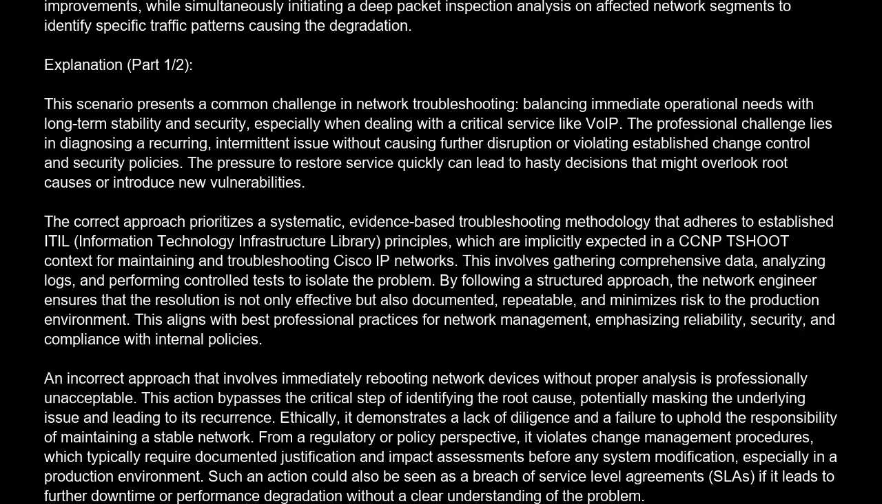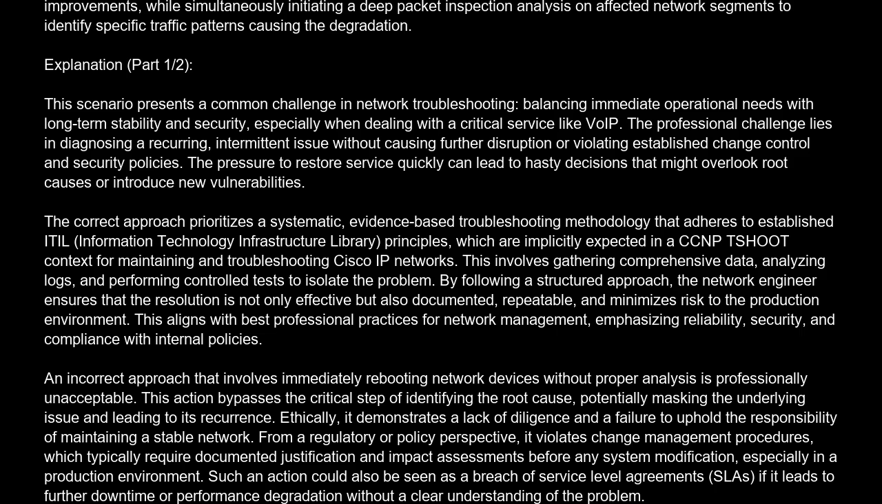By following a structured approach, the network engineer ensures that the resolution is not only effective, but also documented, repeatable, and minimizes risk to the production environment. This aligns with best professional practices for network management, emphasizing reliability, security, and compliance with internal policies.